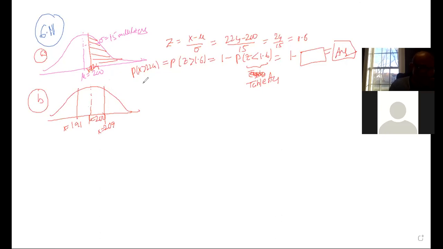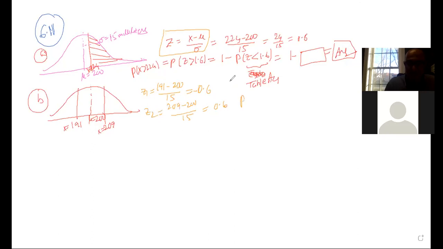Let's first try to find our z1. So z1 is equal to, again, the same formula, x minus nu over sigma. Let me just directly plug the values: 191 minus 200 divided by 15, and that is equal to negative 0.6, if I'm not wrong. Yeah, 9 and 6, so 15, 6. Okay, and z2 is equal to 209 minus 200 divided by 15. So that is equal to 0.6 again, because plus and minus 9, that sounds good.